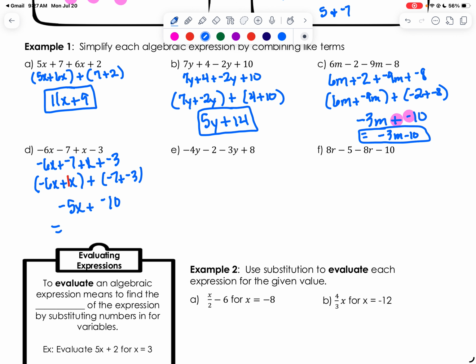But we don't want to leave a double operation in our final answer, plus negative. We're going to rewrite this as negative 5x minus 10.